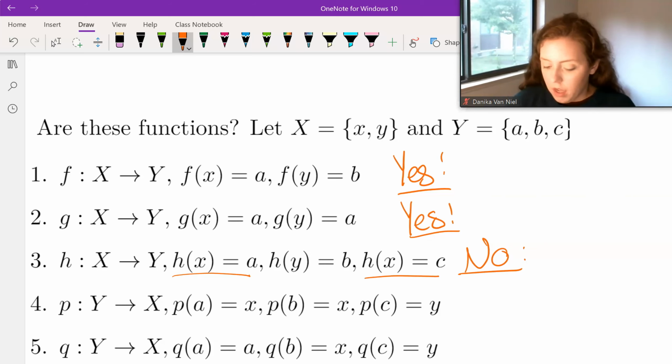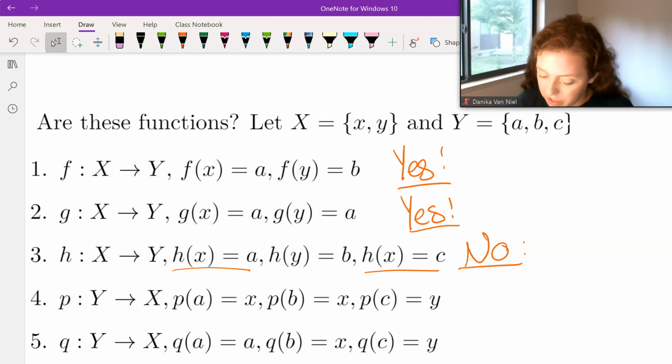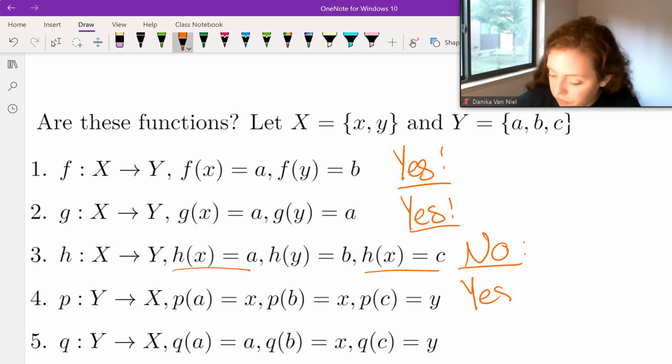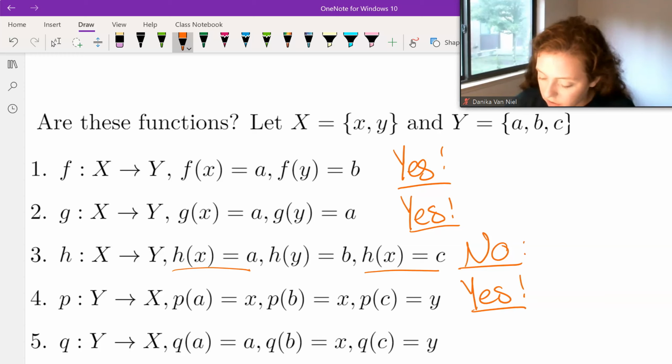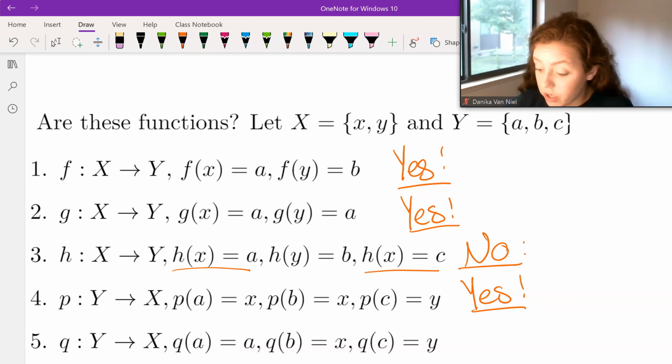Okay, so p goes from Y to X. Okay, so now Y is our domain and X is our codomain. p of a equals x, p of b equals x, p of c equals y. That's fine. Yeah, sounds good. Q, Y goes to X. Q of a equals a. What? a is not an x. I thought I was tricky. That is a no.